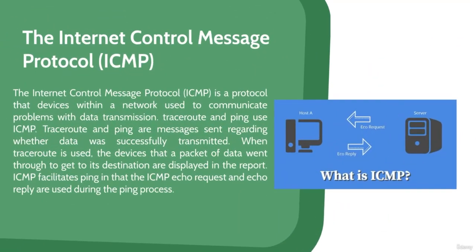The Internet Control Message Protocol, ICMP. The Internet Control Message Protocol, ICMP, is a protocol that devices within a network use to communicate problems with data transmission. Traceroute and ping use ICMP. Traceroute and ping are messages sent regarding whether data was successfully transmitted. When traceroute is used, the devices that a packet of data went through to get to its destination are displayed in the report. ICMP facilitates ping in that the ICMP echo request and echo reply are used during the ping process.